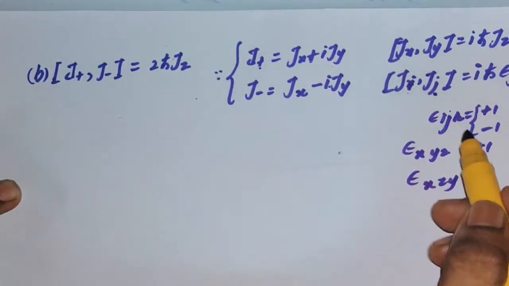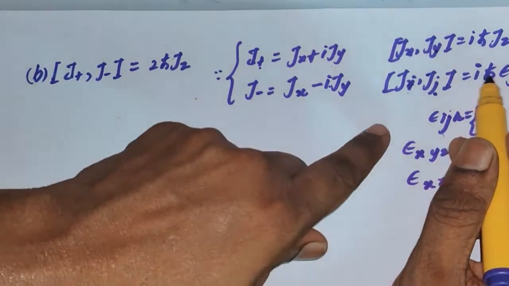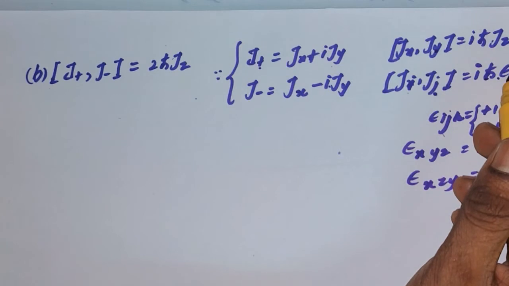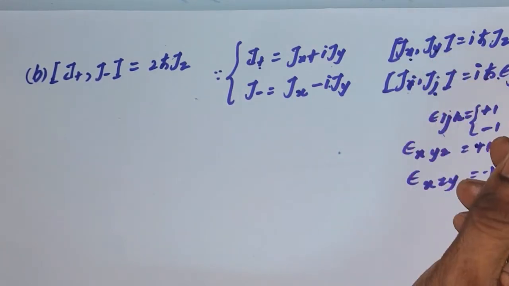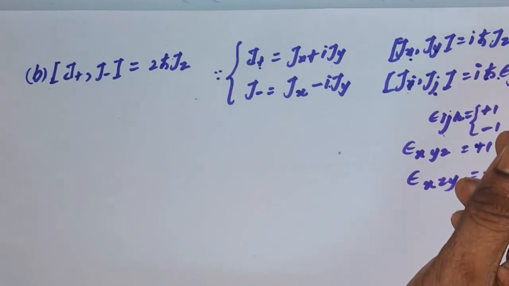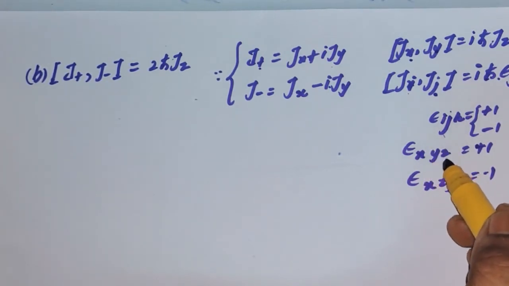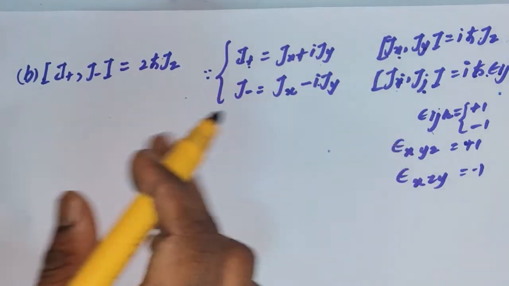So you can use this information to say [jx, jy] is equal to i h-cut times the third component z will come. Epsilon ijk with x, y, then k is z, so epsilon x y z will be plus 1. If we find anything odd in the x y z series, then you put a minus 1. So that is the thing we want to know for solving this problem.